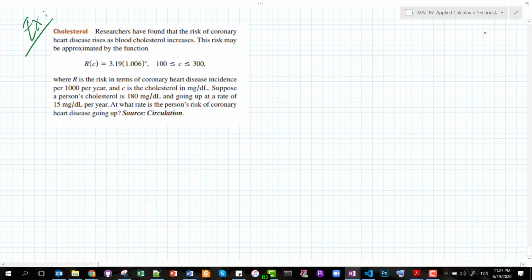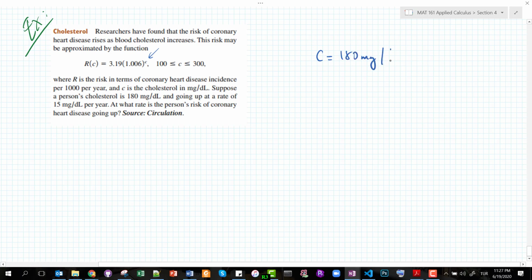Let's solve an example about the exponential function derivative. In this question, it is asked how the risk of blood cholesterol increases, and blood cholesterol was modeled by this function. What I am given in this question, as you see, is that a person's cholesterol is 180 milligram, right?